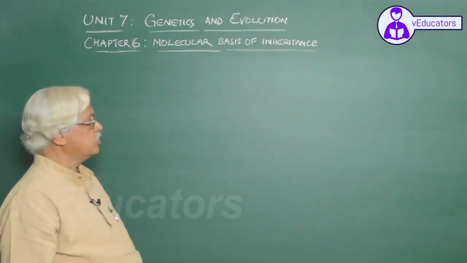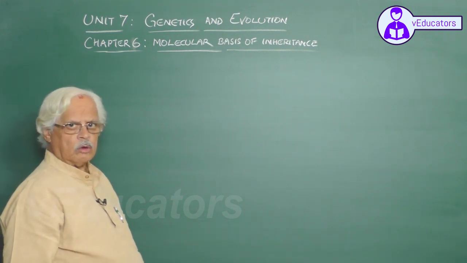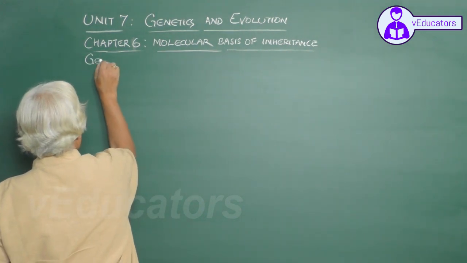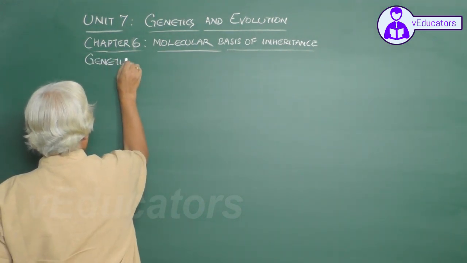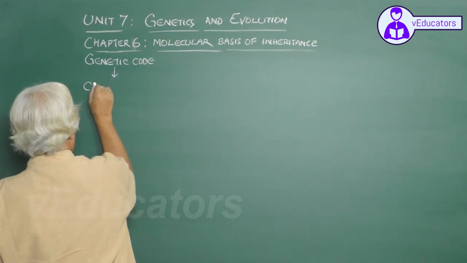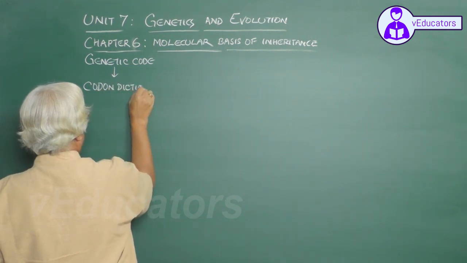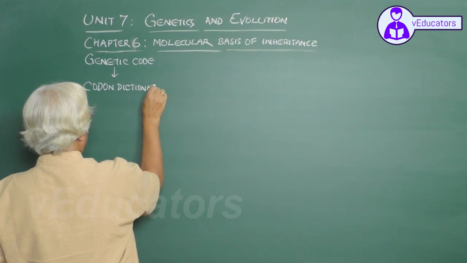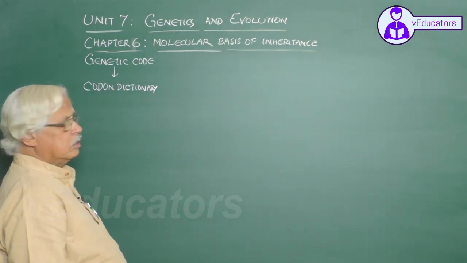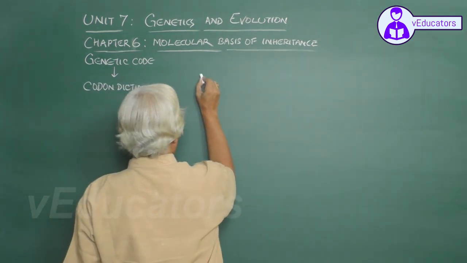Let us now see what are these 64 possible combinations and what amino acids they represent. This is known as the codon dictionary. The codon dictionary. This is how the codon dictionary can be understood.